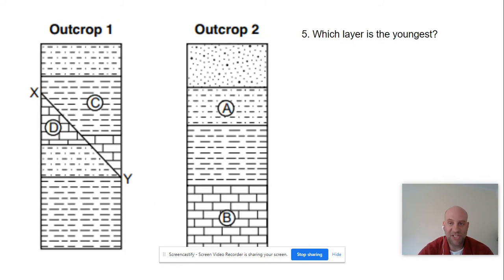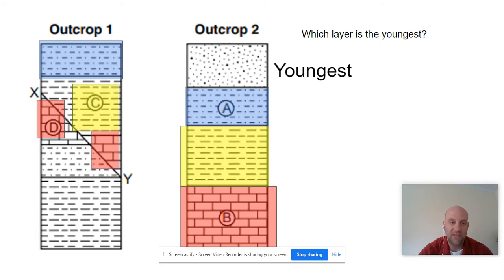Number 5 was asking which layer is the youngest. To do that, we need to do another correlation. Some color is going to help. I noticed the siltstone at the top of outcrop 1 and the siltstone in the second layer of outcrop 2 are correlating. The yellow and the red correlate. And now I can clearly see that the sandstone at the top of outcrop 2 has to be the youngest, and the shale at the bottom of outcrop 1 has to be the oldest according to the law of superposition.